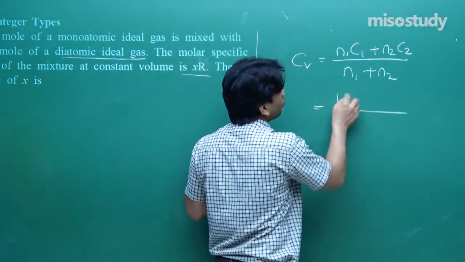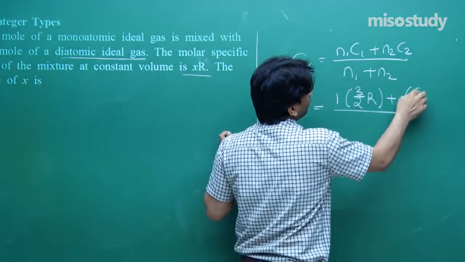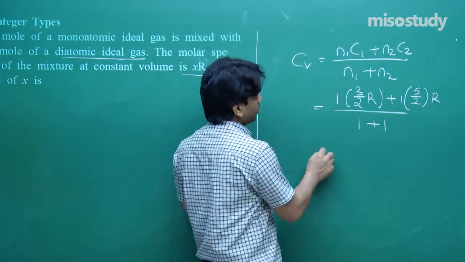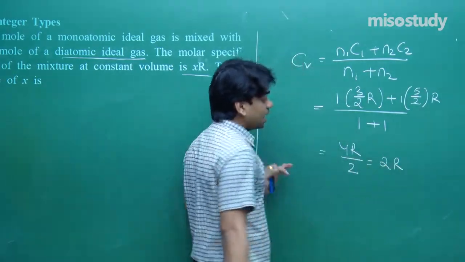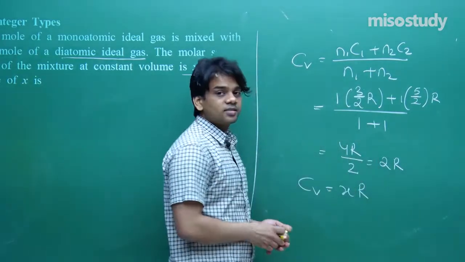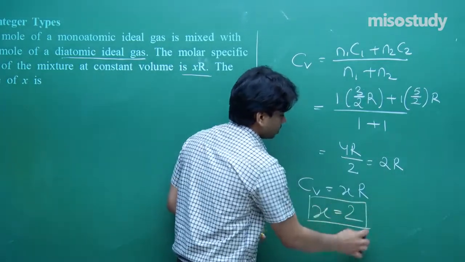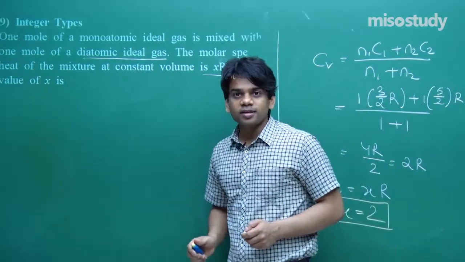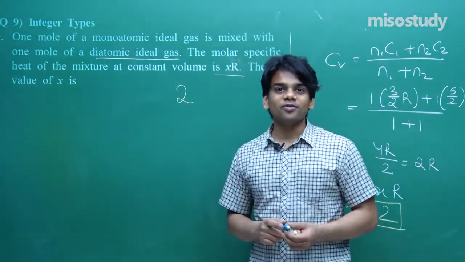n1C1 is a monatomic gas, 1 × 3/2 R, plus 1 × 5/2 R, divided by 1 plus 1. So again you will be getting 4R/2, which is 2R. Clearly it's given that Cv is equal to X into R. Comparing this, we get X is equal to 2. This is what we obtain, X equal to 2. So the integer that you have to circle on the OMR sheet will be 2. 2 will be the answer for this.